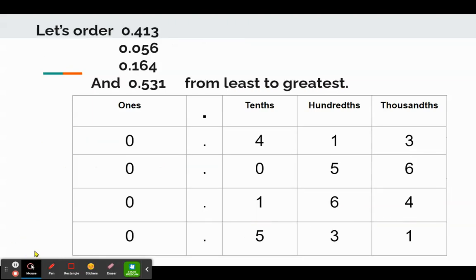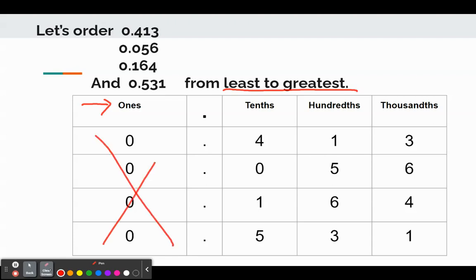All right. And last thing we're going to do today is order 413 thousandths, 56 thousandths, 164 thousandths, and 531 thousandths from least to greatest. What that means is from smallest to biggest. So like always, whenever we're comparing numbers, we're going to start with our largest place value. So we're going to start with our ones. Now, I can see here that I don't have any ones in any of my numbers, so I'm going to move on to the next place value, which is going to be my tenths.